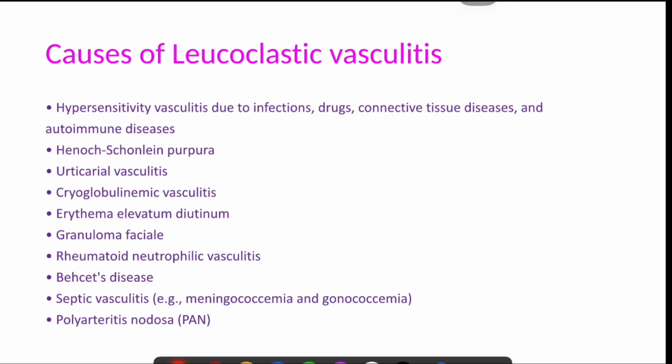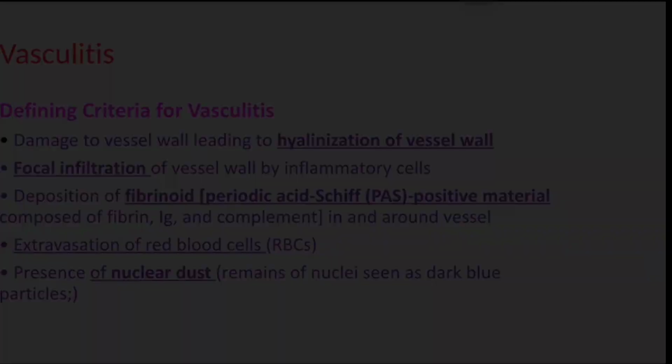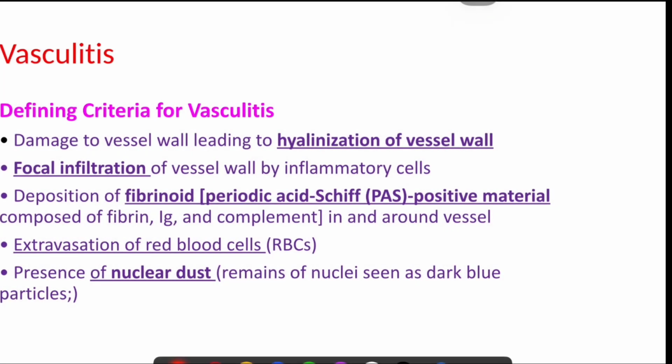Now, what are the causes? One is hypersensitivity vasculitis, where it is due to some infection, some medicines or drugs, connective tissue diseases, and autoimmune diseases. And Henoch-Schonlein purpura, urticarial vasculitis, cryoglobulinemic vasculitis, erythema elevatum diutinum, rheumatoid neutrophilic vasculitis, some septic vasculitis, and PAN or polyarteritis nodosa. Now, what is exactly vasculitis?